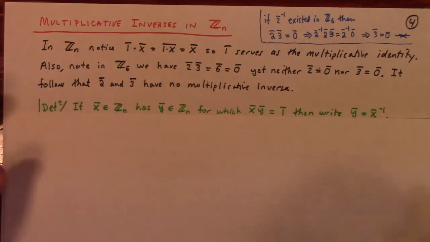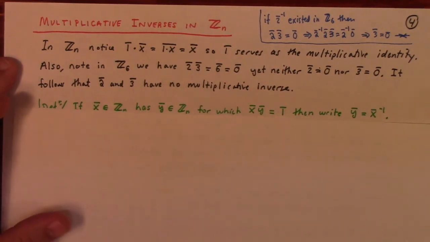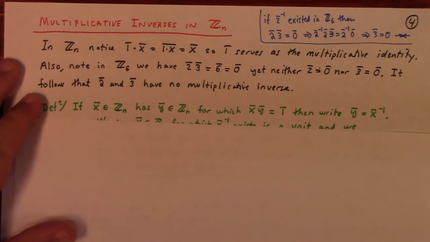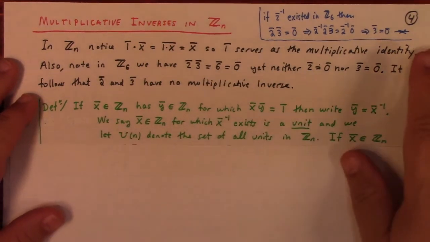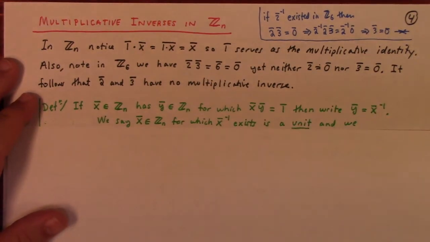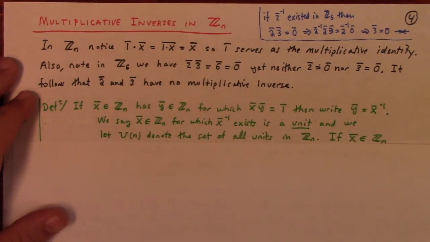So this is just a general fact. Zero divisors can't have reciprocals, basically. They can't have a multiplicative inverse, if you will. So what does it mean to have a multiplicative inverse? Just to be clear, x bar in Zn has y bar in Zn for which x bar y bar equals 1. If that's the case, then we write y bar is equal to x bar inverse, and we say that x bar in Zn for which x bar inverse exists is a unit, and we let Un denote the set of all units in Zn.